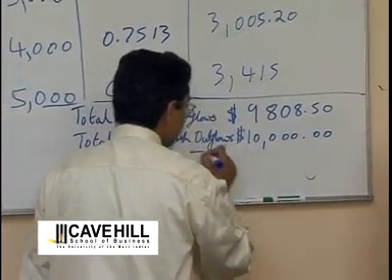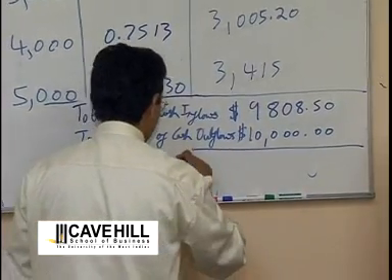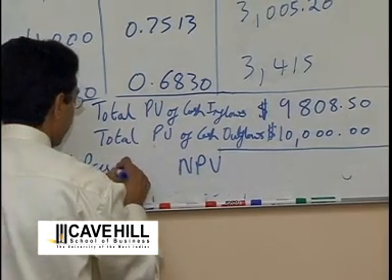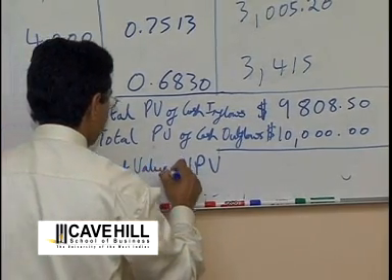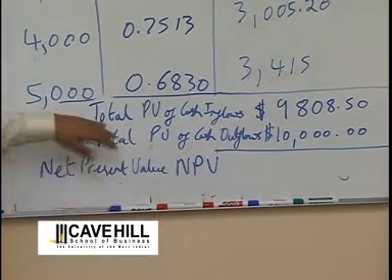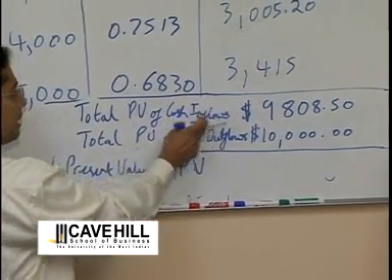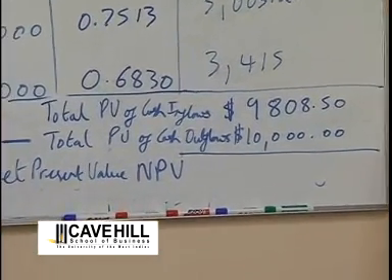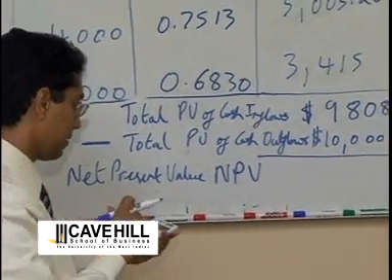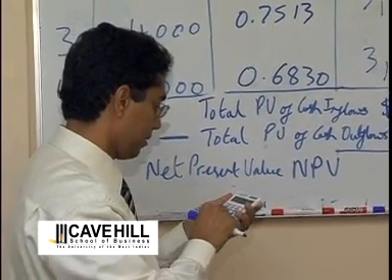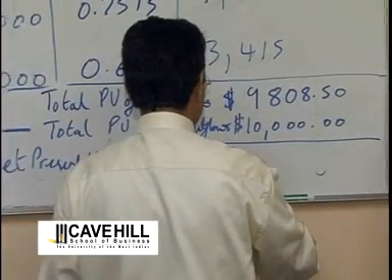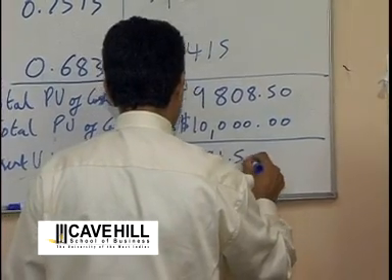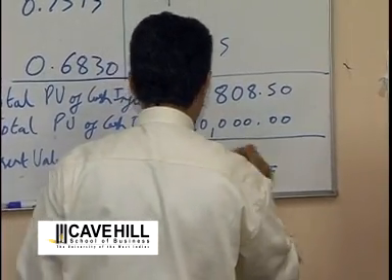Now, net present value, which is called NPV, equals total present value of cash inflows minus total present value of cash outflows. In this case, we'll get a negative number. This came to minus 191.50.